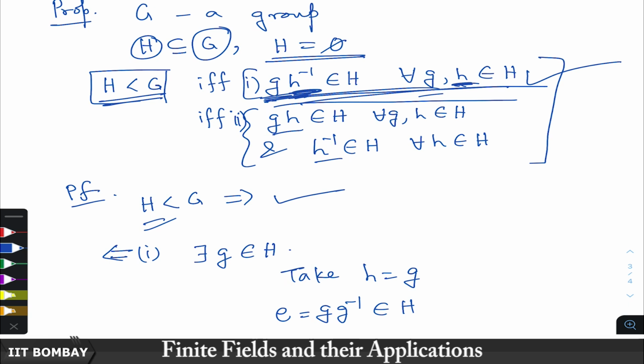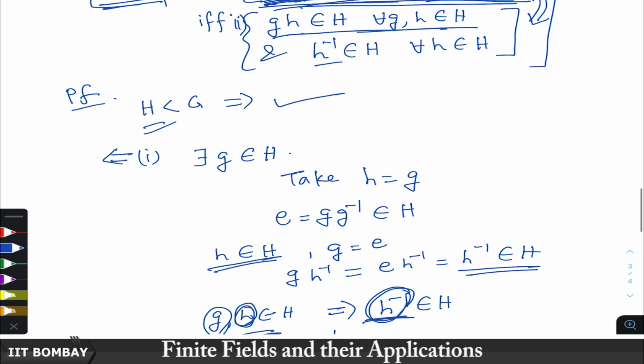Now, this property can be broken into two parts. One can see easily that this implies and is implied by the second property. Why? So, if this is true, we can again use the same process and show that it is a subgroup.